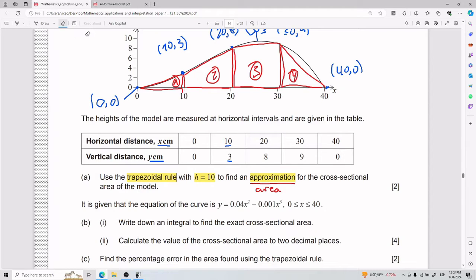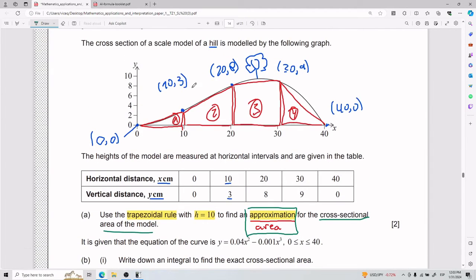It finds an approximation, as I put here, of the area for whatever thing. In this case, the cross-sectional area of the model. It's just another way to say area, just very fancily. The trapezoidal rule helps you find the area under a figure at its approximate values because it draws a bunch of shapes and finds the areas of the shapes.